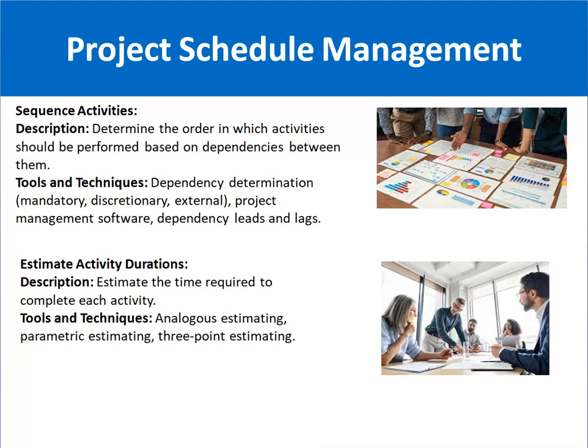This is a very important thing. Here the dependency determination comes in. Some are called mandatory, discretionary, and external. Mandatory means the dependency which is mandatory, for example, you cannot start software development until you have completed the scoping. You cannot deploy a release on production until you complete the testing of the release, for example.